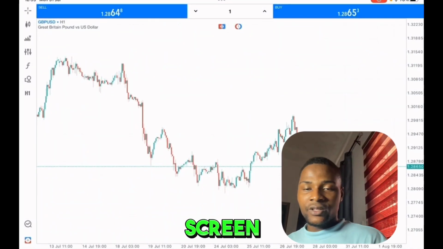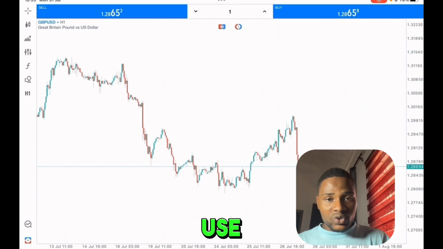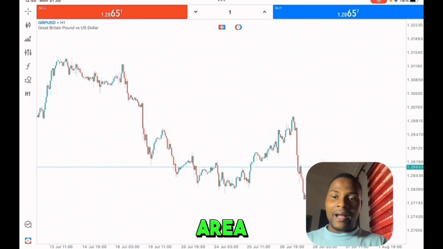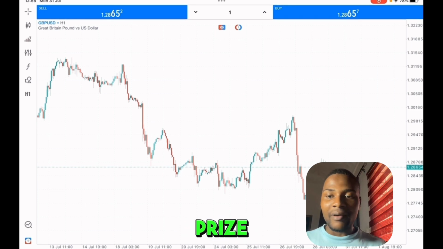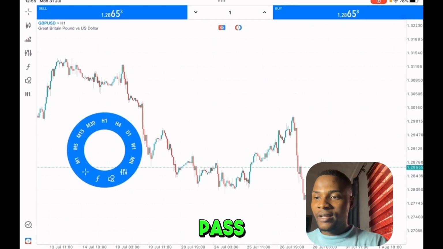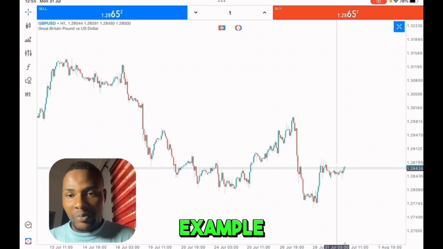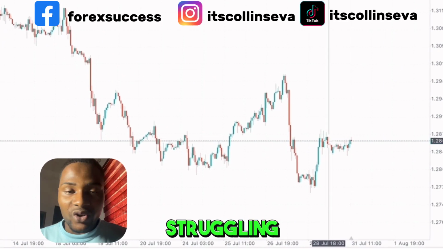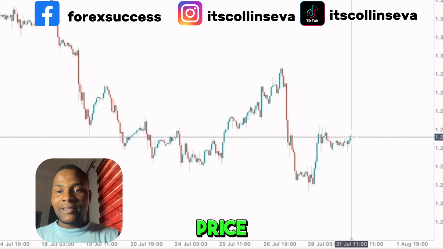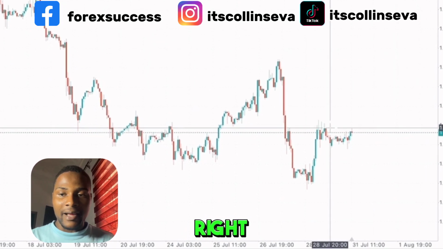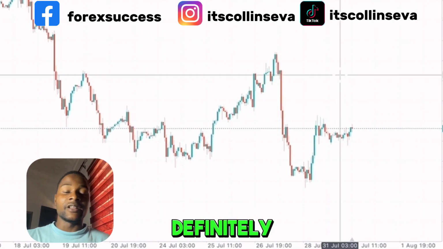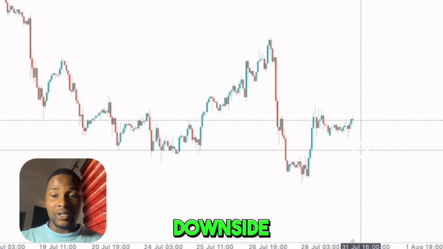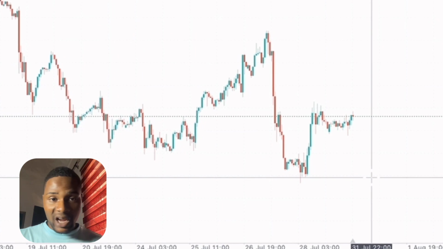Welcome to my screen. In order for you to use this effectively, the first thing you need to do is look for an area or a zone in the market where price is currently struggling to pass. Currently we have a perfect example right here, on GBP USD. You can see price is struggling around this zone. Price is struggling to break this high right here, and when it breaks it, then it's definitely pushing all the way to the upside. Or if it struggles to break it to the downside, then it's definitely dropping down.